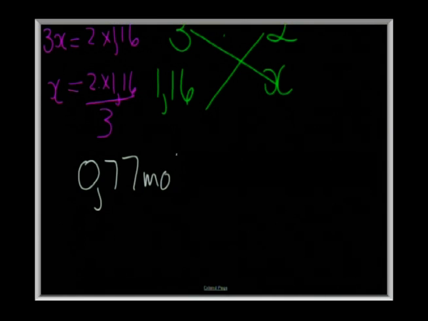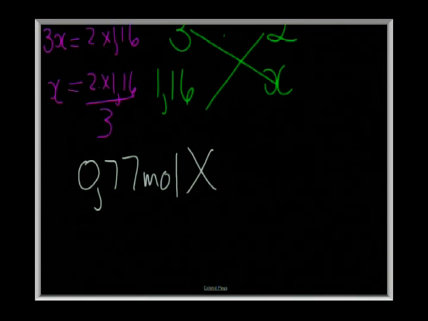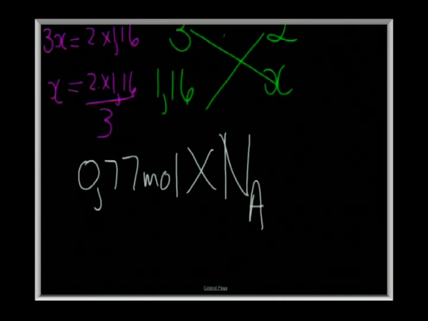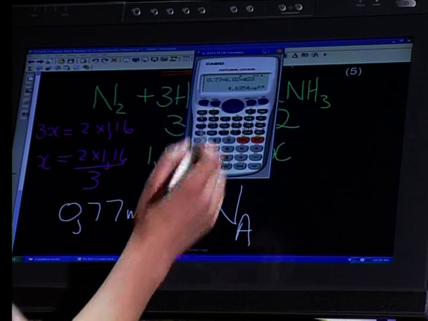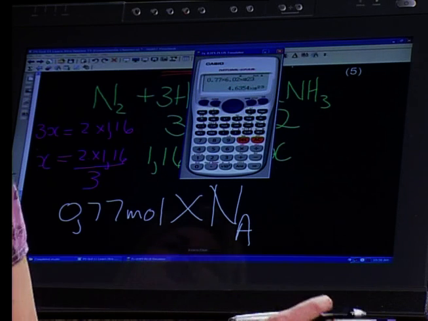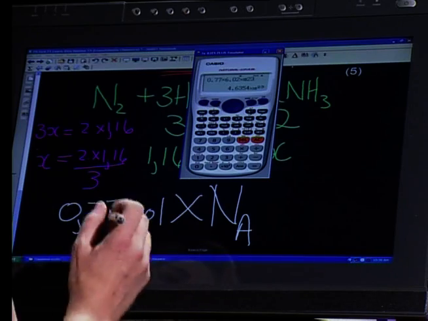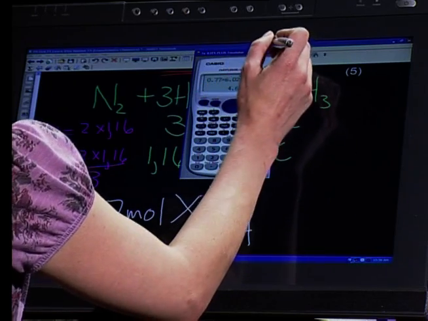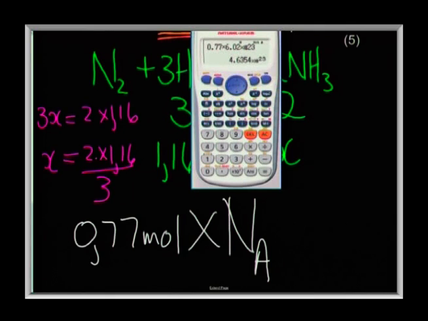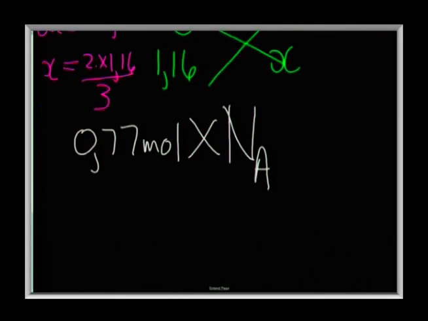0,77 mole. So 0,77 is then multiplied by Avogadro's number, 6,02 times 10 to the power 23, and we're going to write down our answer, 4,6 times 10 to the power 23. So that's 4,6. Our final answer, 4,6 times 10 to the power 23 molecules.